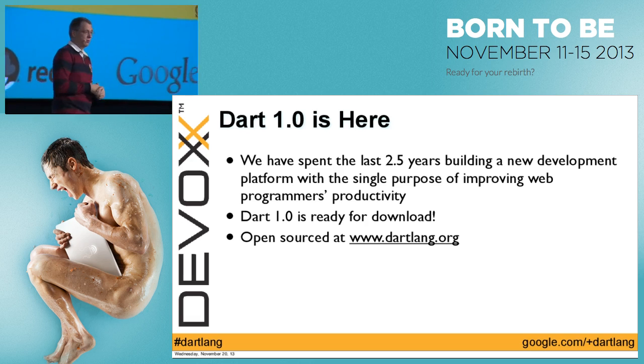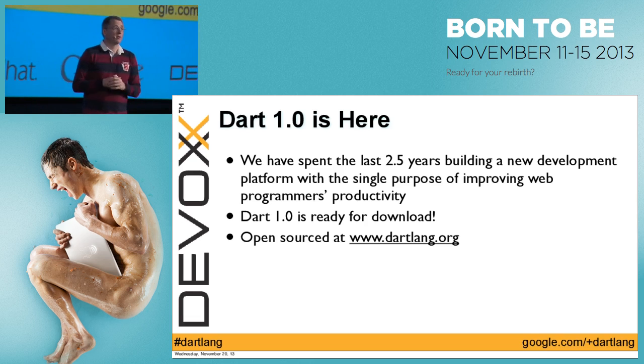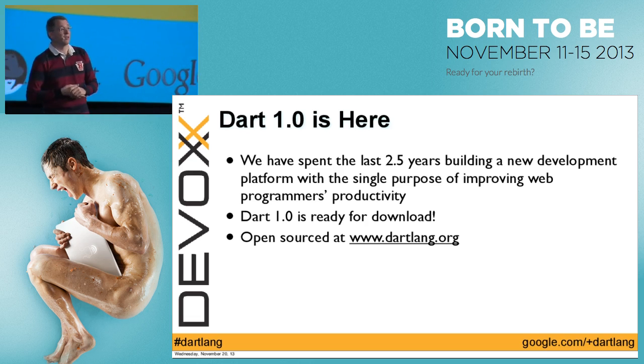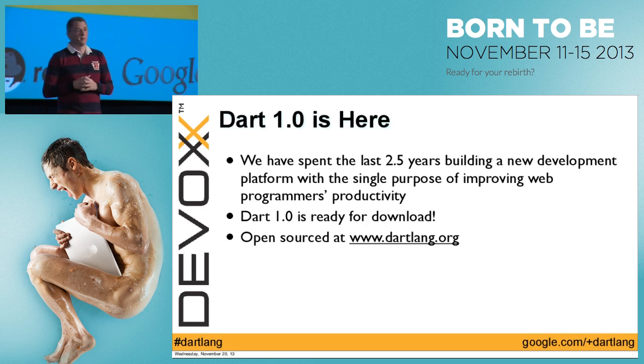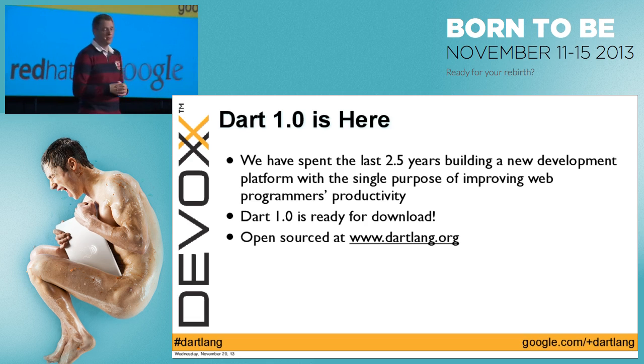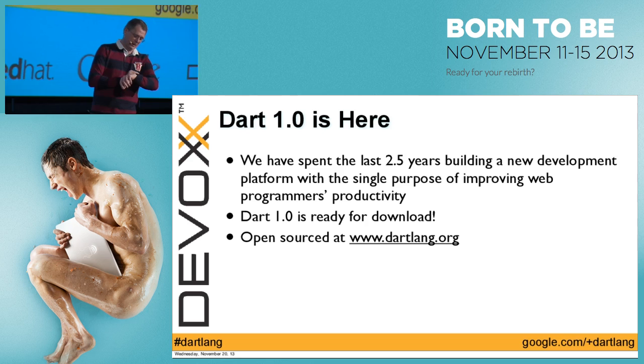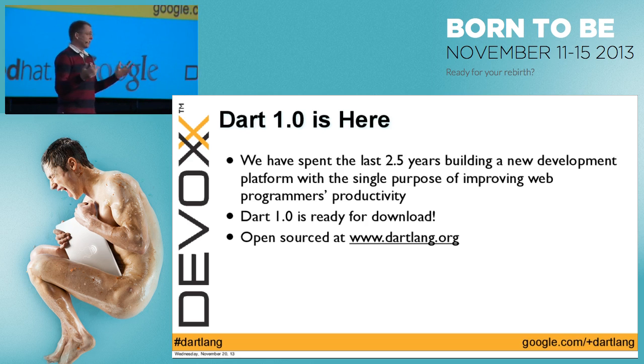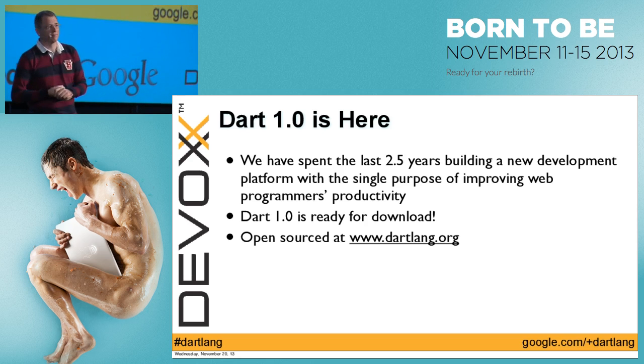So here it goes. We have been working on this open source project, Dart, for a long, long time, more than 2.5 years. And today we are taking off the beta label. It's 1.0 and it's ready to be downloaded. I just heard that the bits were ready a little bit before 9, so you can download it now and exercise the Wi-Fi system here at the conference.